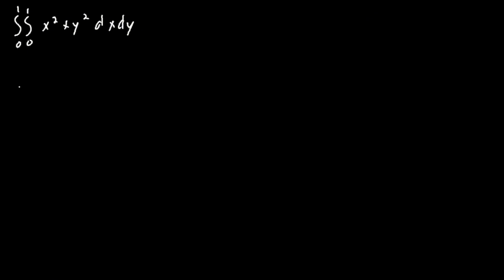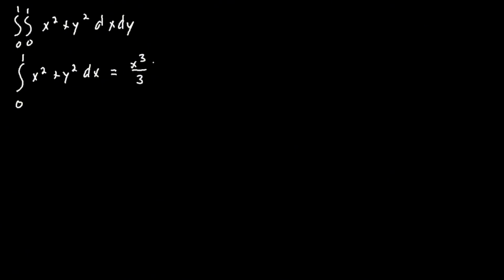The first thing we're going to do is integrate with respect to x. So we'll write down the equation again, and what I like to do is remove the other integral, since it's a little distracting. The integral of x squared with respect to x is x to the power 3 over 3. Just a simple integral here.